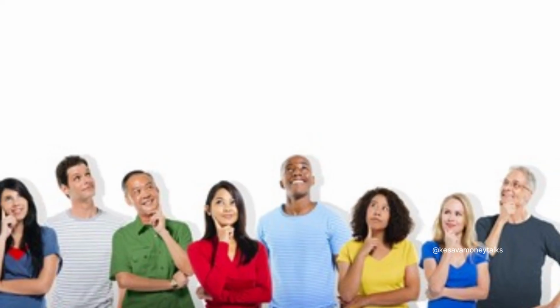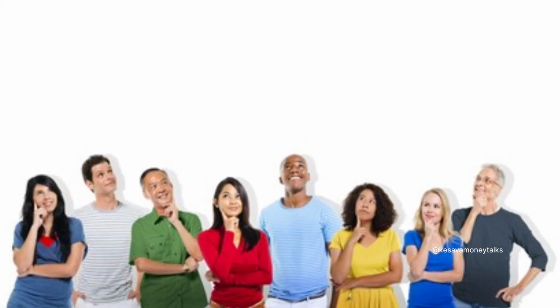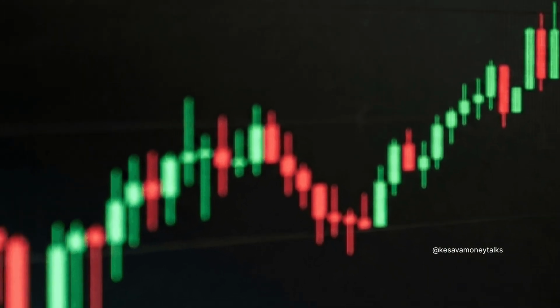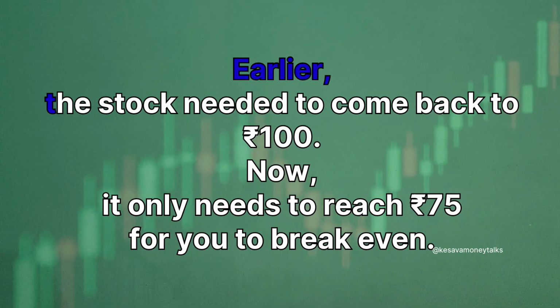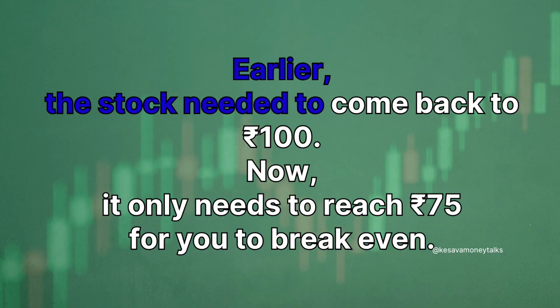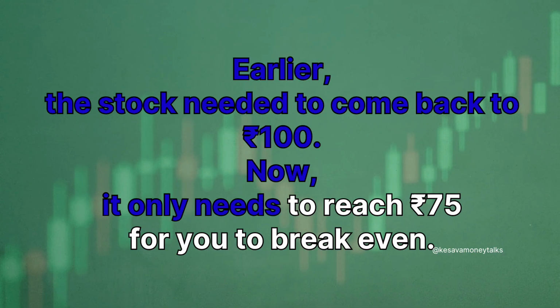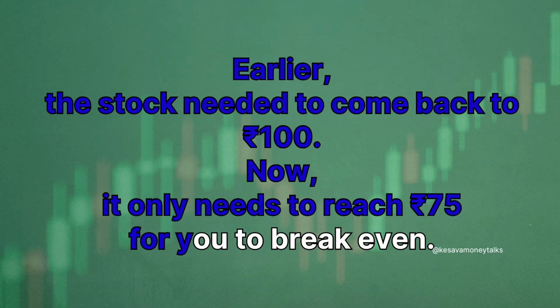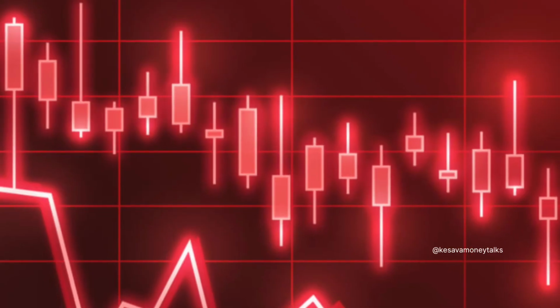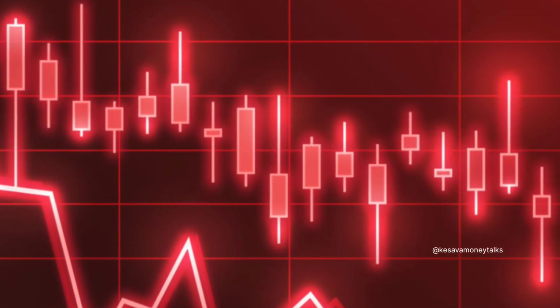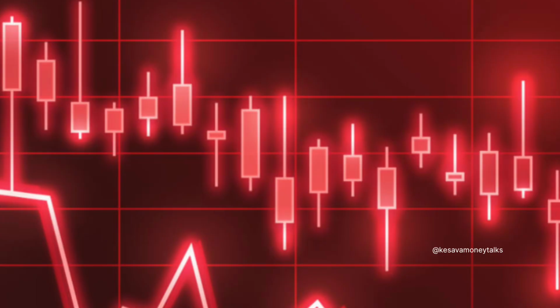So what does this mean? Many beginners think, I made a profit. No, you did not make any profit. Your loss simply becomes easier to recover. Earlier the stock needed to come back to 100 rupees. Now it only needs to reach 75 for you to break even. That is the biggest advantage of averaging down. It reduces your average price, but it does not create profit automatically.